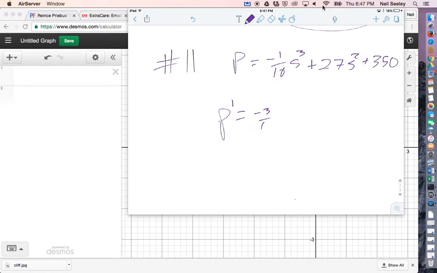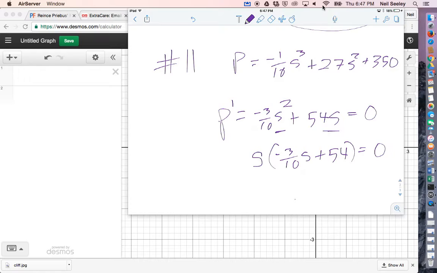Negative 3/10, because you bring the 3 out front, s squared, plus 54s is our first derivative. Set it equal to 0, and it's a nice quadratic. I prefer to look at this and say, hey, I can factor an s out of both of those. And you look at negative 3/10 s plus 54, and set that equal to 0 still. And when you have it in factored form, you know that one of the values of s that'll make it 0, of course, is 0.